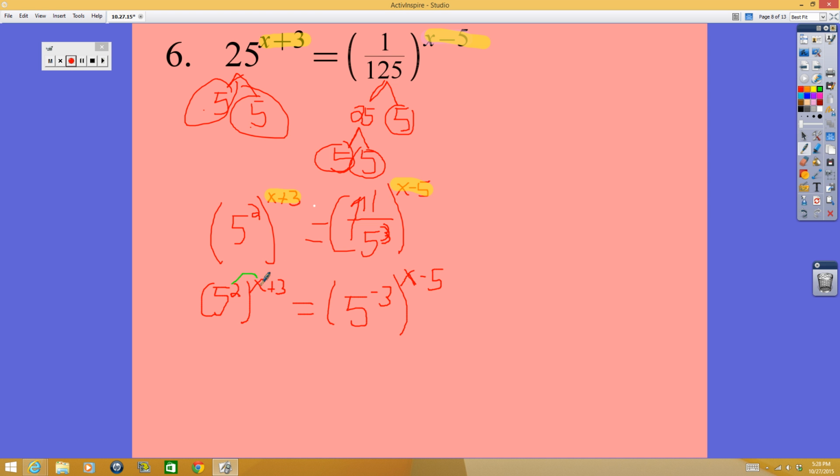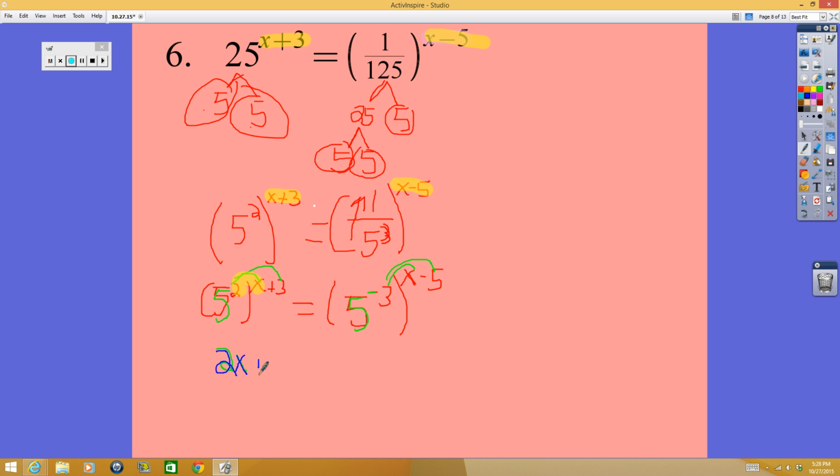Distributive property. Be careful with this guy. It's a negative, right? Once again, I don't care about these 5s anymore, because 5 equals 5. I know you know that. So let me start multiplying this stuff out. 2 times x is going to give me 2x. It's going to give me 2x.